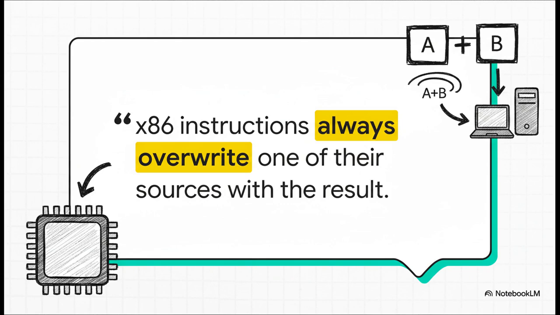Let's look at a classic example from the x86 architecture. That's the kind of CISC processor that powers most desktops and laptops. An instruction might add two numbers, but here's the catch. It's forced to overwrite one of the original numbers with the final answer. This kind of two-in-one operation is a total hallmark of CISC. Yeah, it's powerful, but it bakes a layer of real complexity right into the hardware itself.